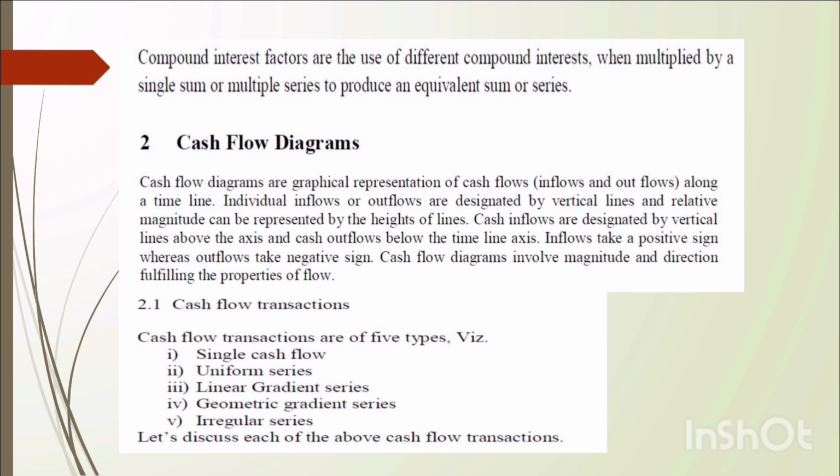Cash flow transactions are of five types. First one is the single cash flow. Second one is the uniform series. Third one is the linear gradient series. Fourth one is the geometric gradient series. Fifth one is the irregular series. Let us discuss each of the above cash flow transactions.